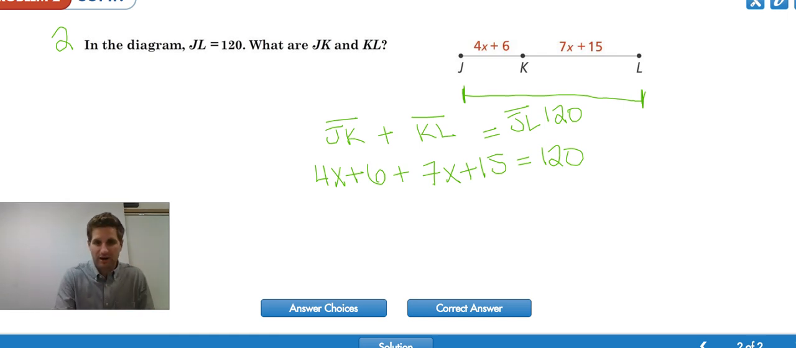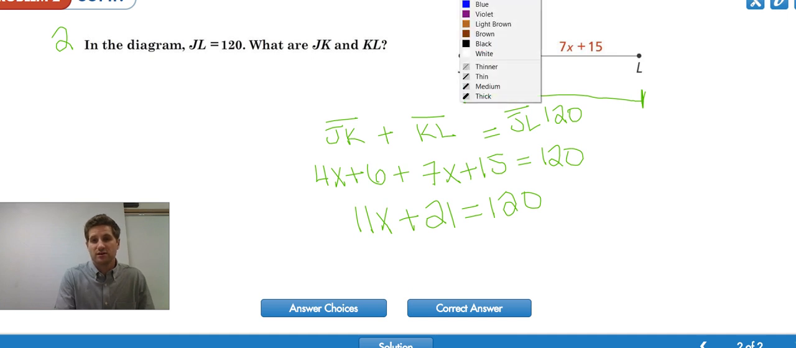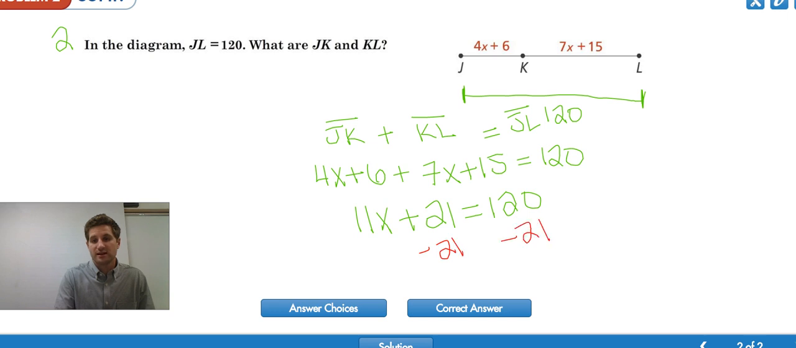So we're going to go ahead and combine like terms here. 7x and 4x are going to make 11x. 6 plus 15 is going to make 21, equals 120. Okay, switch letter colors here. Subtract 21 from both sides. We're going to get 11x equals 99.